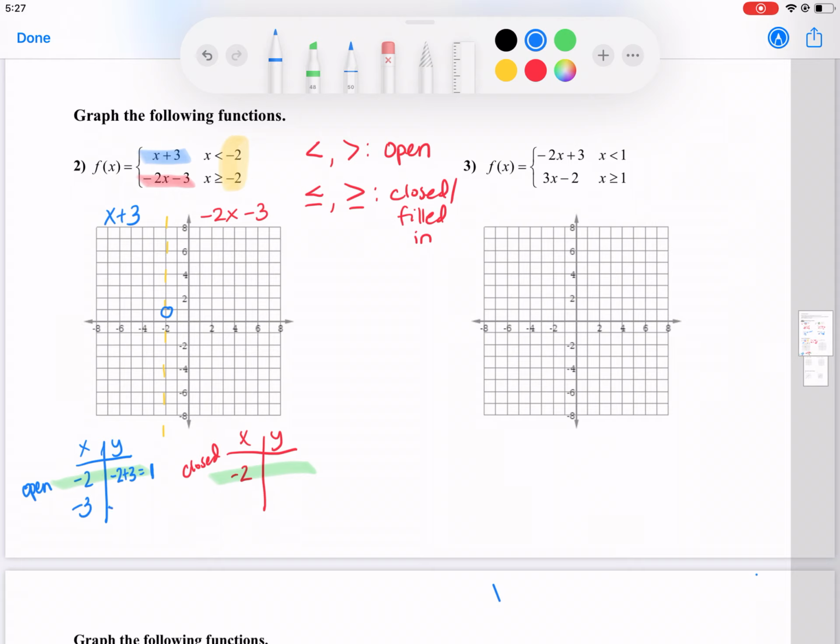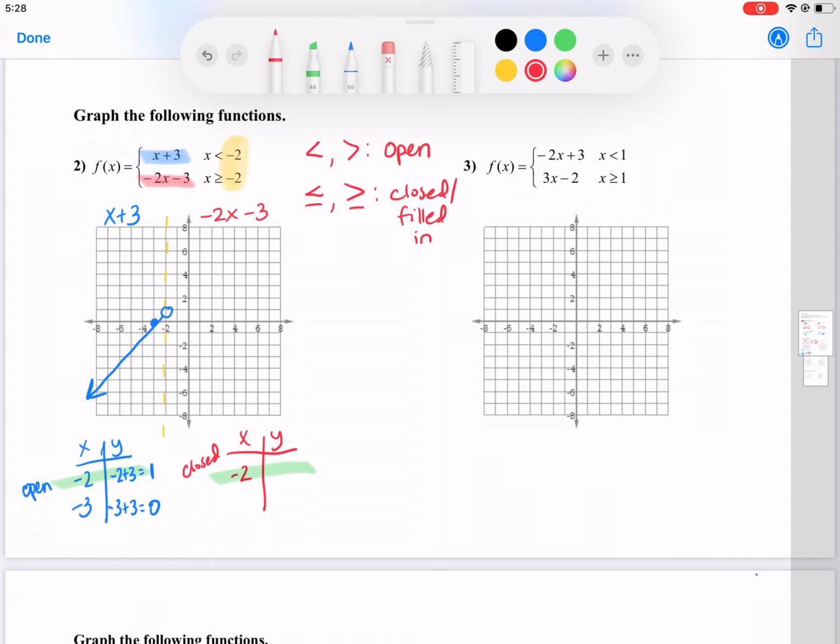And then I'll plug that in. -3 plus 3 is 0. So I'm going to go left 3 to 0, right there. And I'll draw my line. Notice I only draw it on the left side. And that's because this is only on the left side. So then we're going to go to the other one.